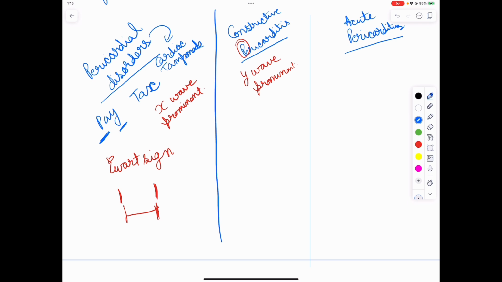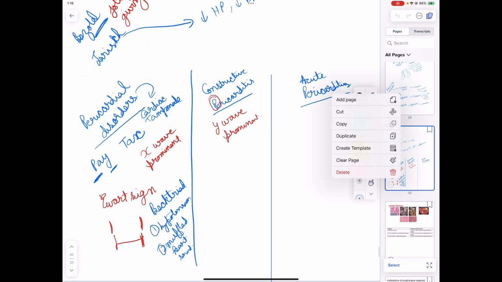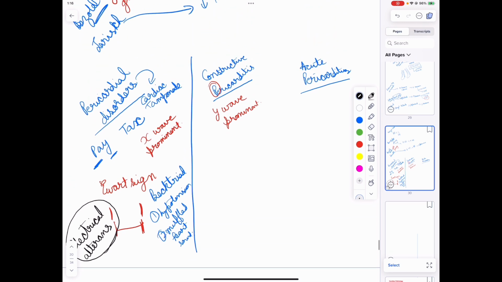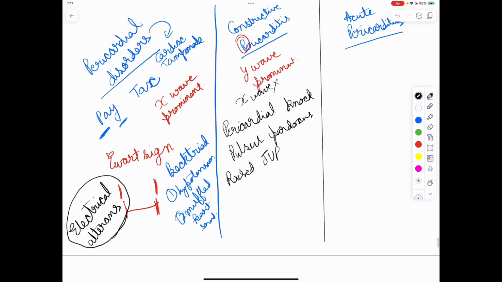Moreover, the other things that we get here are Beck's triad, hypotension, muffled heart sounds, and on ECG we will get electrical alternans. Why? Because in tamponade, the heart will swing from here to there, and therefore it will bring alternating voltage, and therefore we will have electrical alternans. Now in constrictive pericarditis, remember Y wave is prominent and X wave is not prominent. Here we get pericardial knock because it is all constricted a lot. So here we will get pericardial knock, pulsus paradoxus, raised JVP, low voltage ECG.